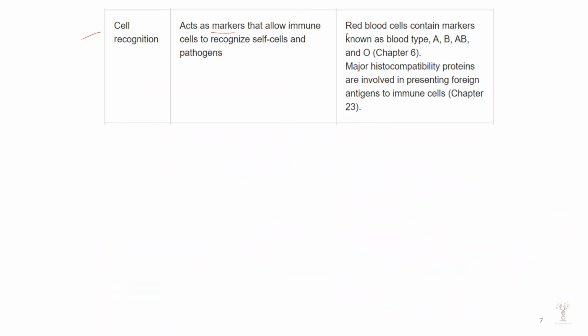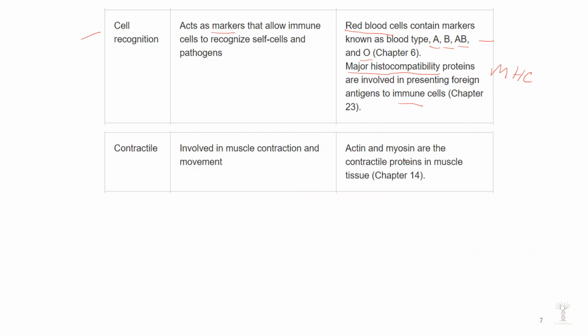Cell recognition markers. Like on our red blood cells, we have either an A, a B, an AB, or no antigens on our red blood cells that help to allow our immune cells to identify self from non-self. Same with major histocompatibility proteins, or MHC proteins. They help our immune system recognize us compared to an infection.